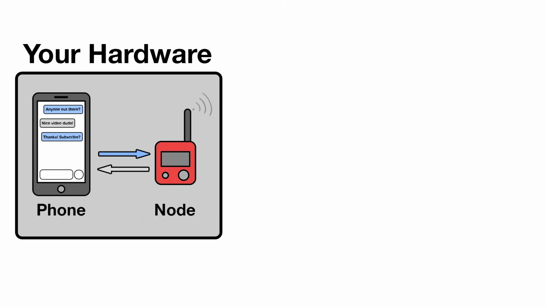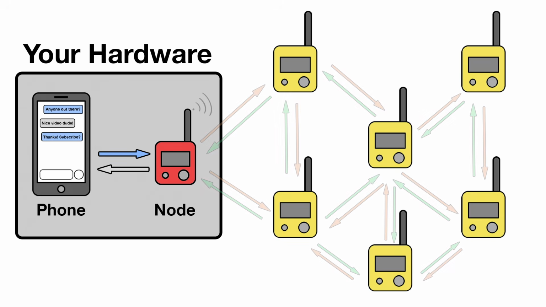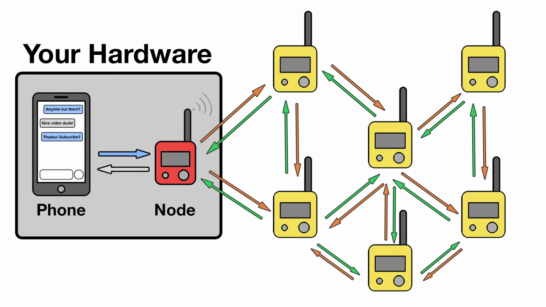So when someone sends you a message, it's either received directly by the LoRa radio in your node, or other nodes in between you and the sender forward that message until it reaches your LoRa radio. Finally, your node sends that message over the Bluetooth connection to your phone.